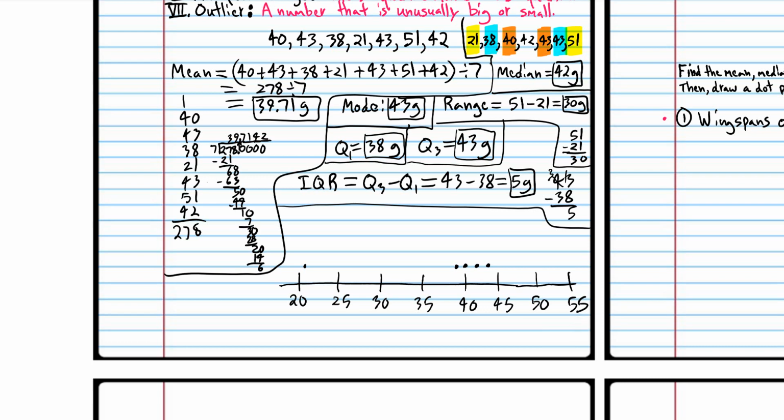So what you have to do is you have to write two dots on top of each other. You see that? Because there's two 43s. Then we're going to write a 51 over here. And that's the dot plot.